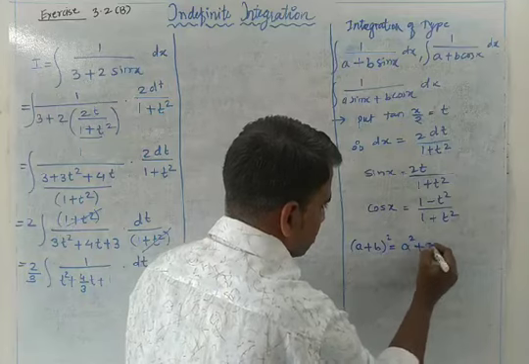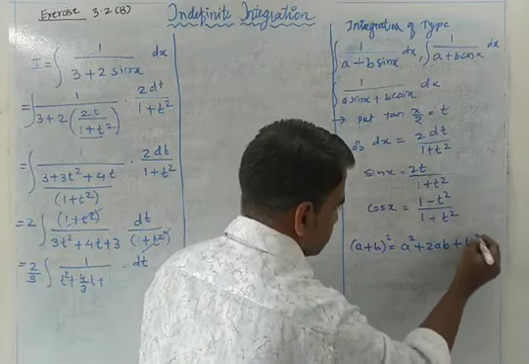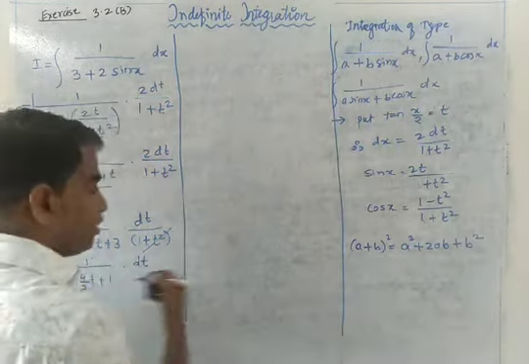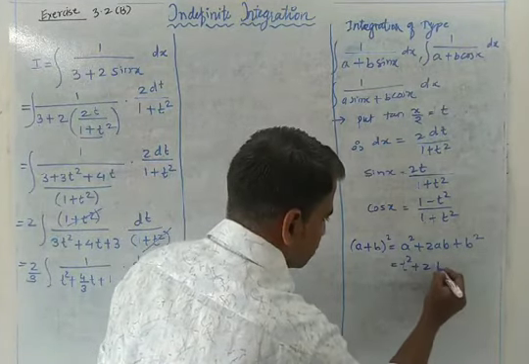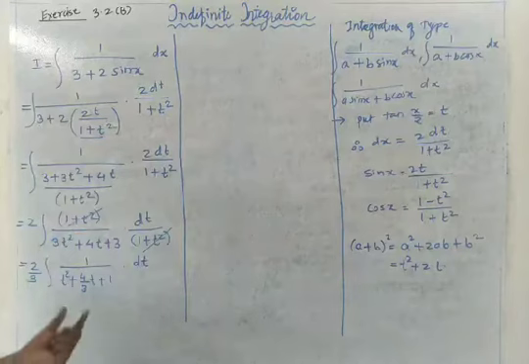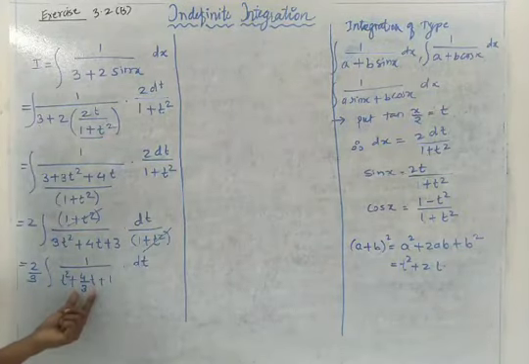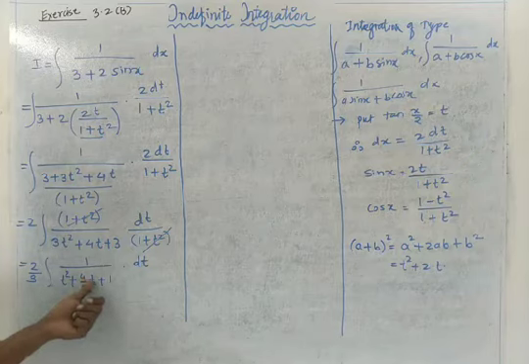That is a square plus 2ab plus b square. Now here the value of a square is t square. So with respect to that you will get 2 into t. But we want the middle term as 4 by 3t. It means we want 4 into t upon 3.